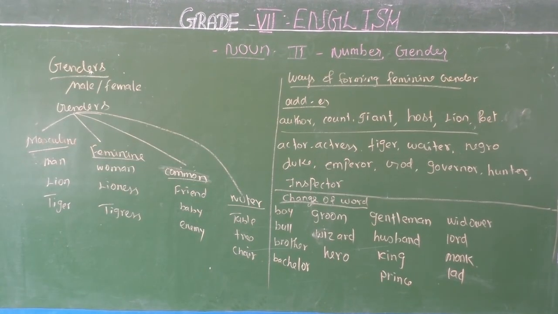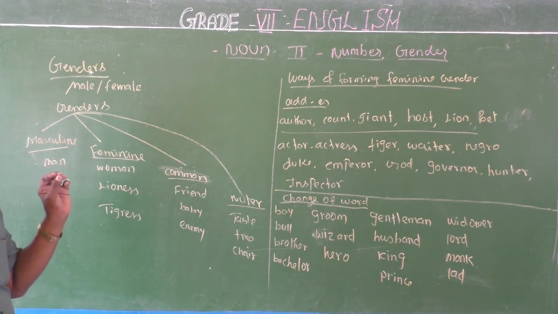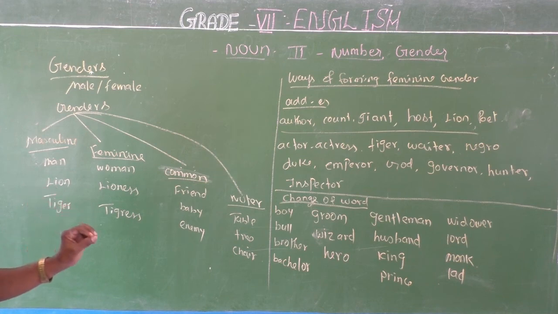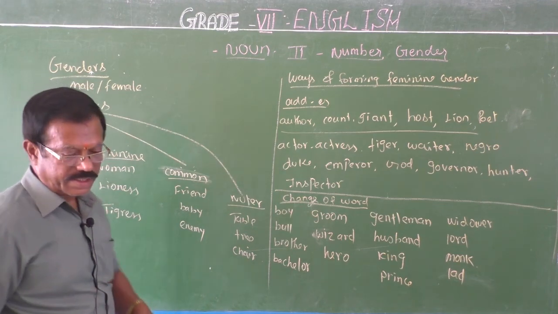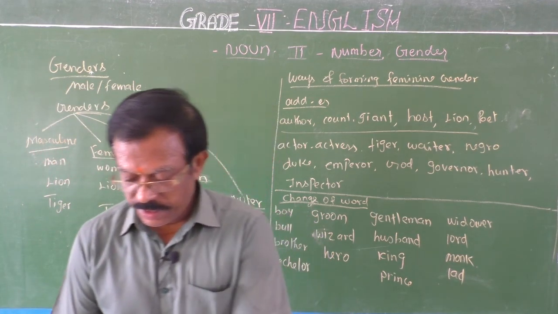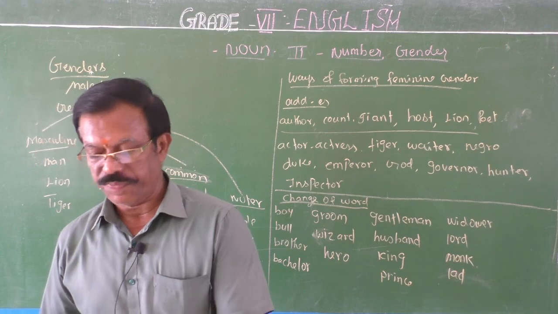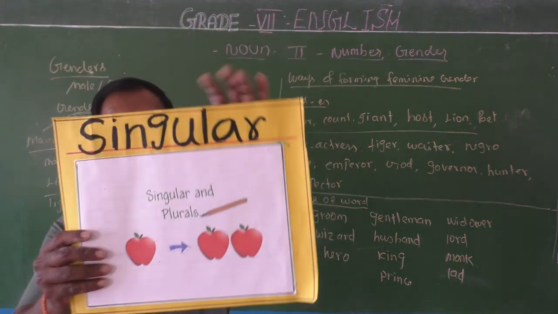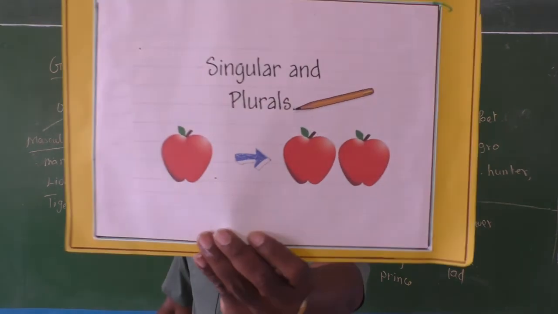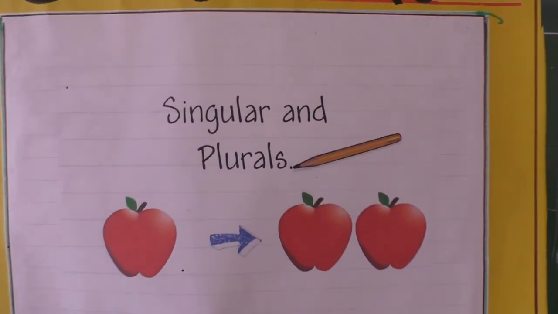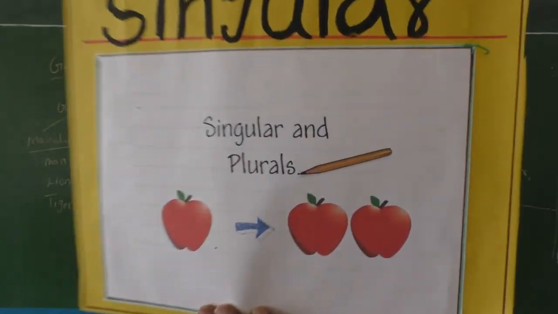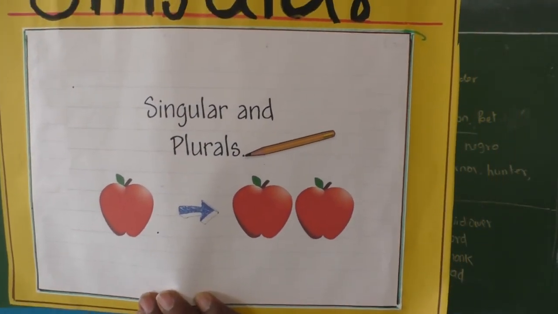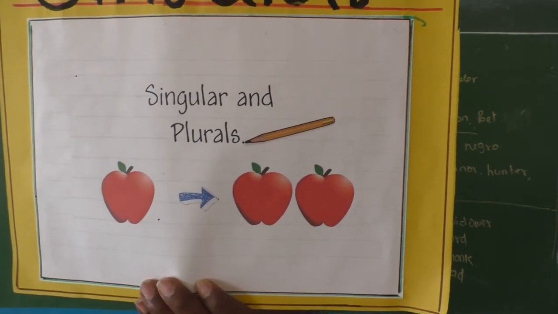Yes, children, you all have learned all the rules of formation of plural. Okay. Now, before starting genders, I would like to show you the charts which I have brought here. See, the singular and plural. See, an apple, apples. So, apple is singular, apples are plural. So, they are all countable nouns also.